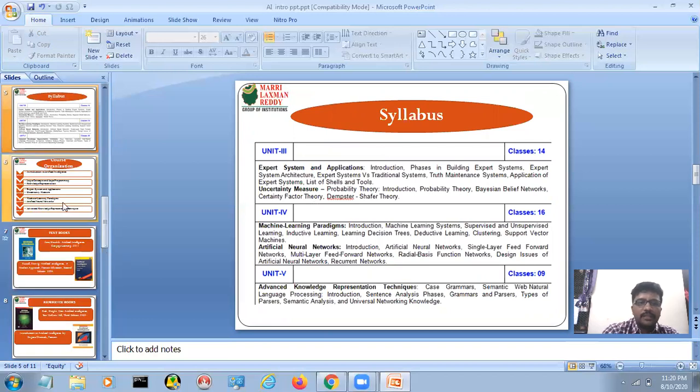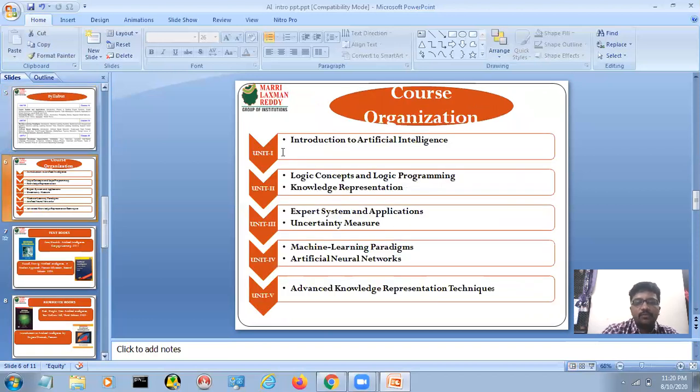Moving to the next slide, this is the basic view of each unit. Unit 1 deals with the introduction to artificial intelligence. Unit 2 deals with logic concepts and logic programming, knowledge representation. Unit 3 deals with expert systems and applications and uncertainty measures. Unit 4 deals with learning paradigms and artificial neural networks. Unit 5 deals with knowledge representation techniques.